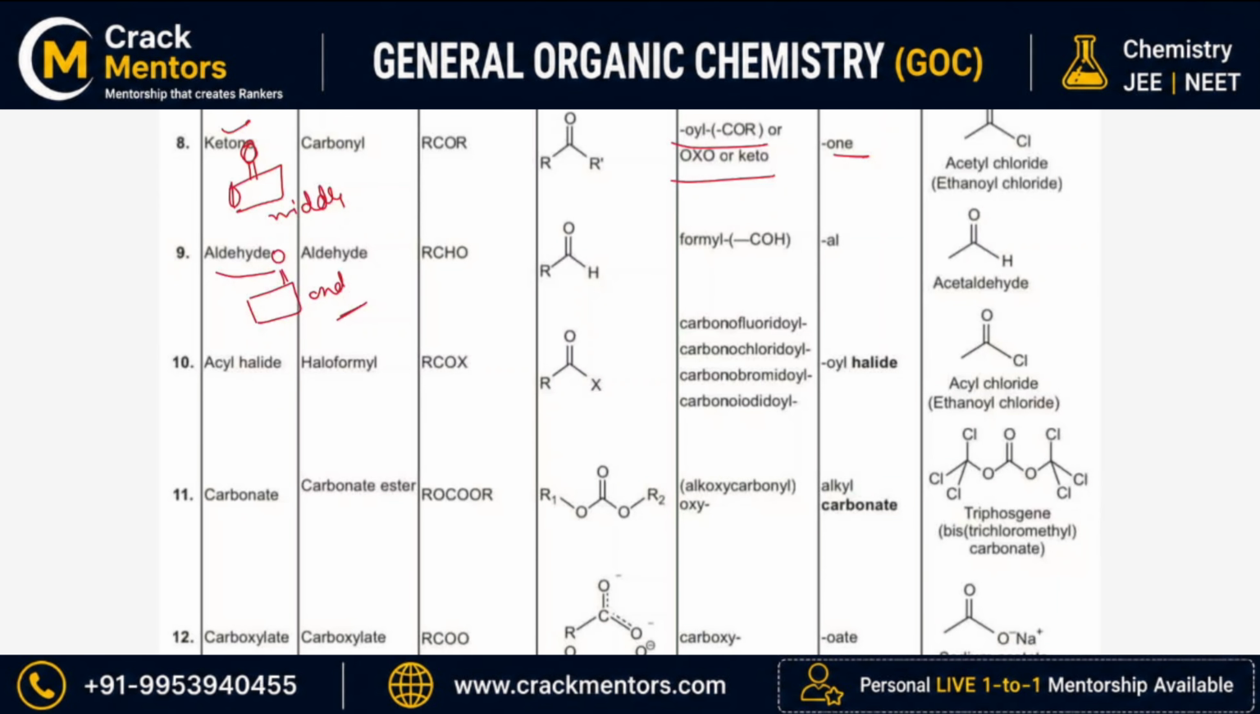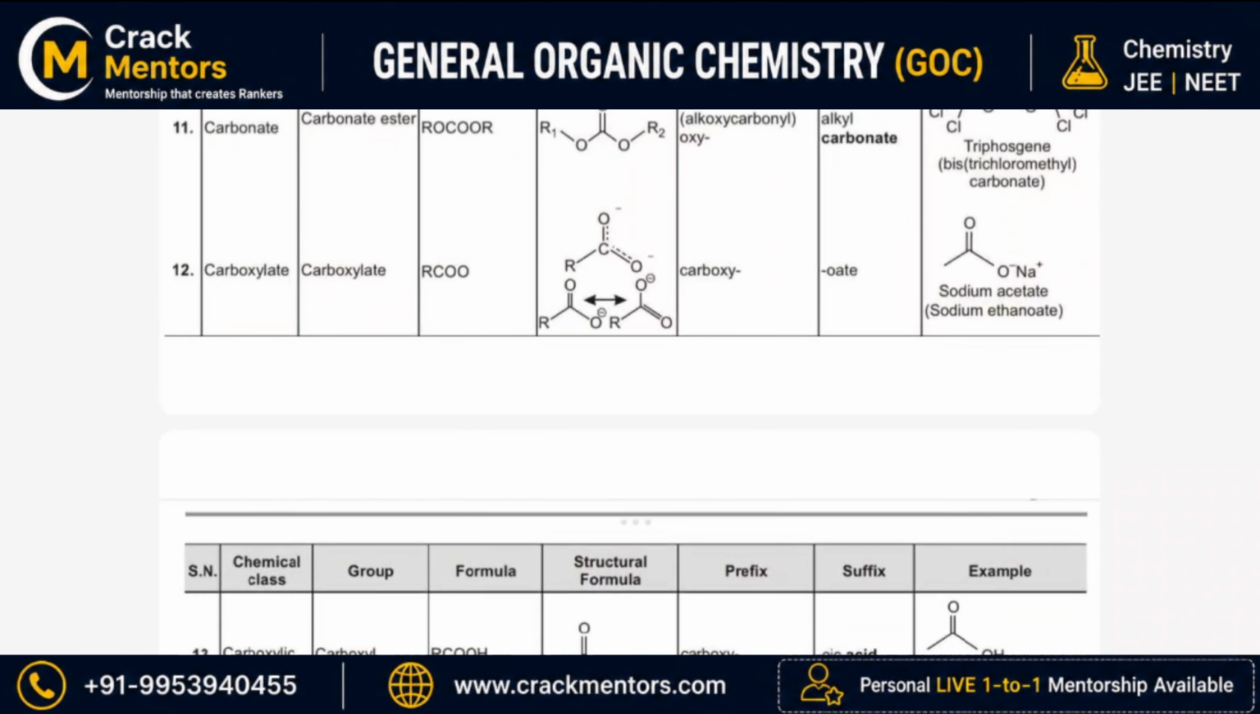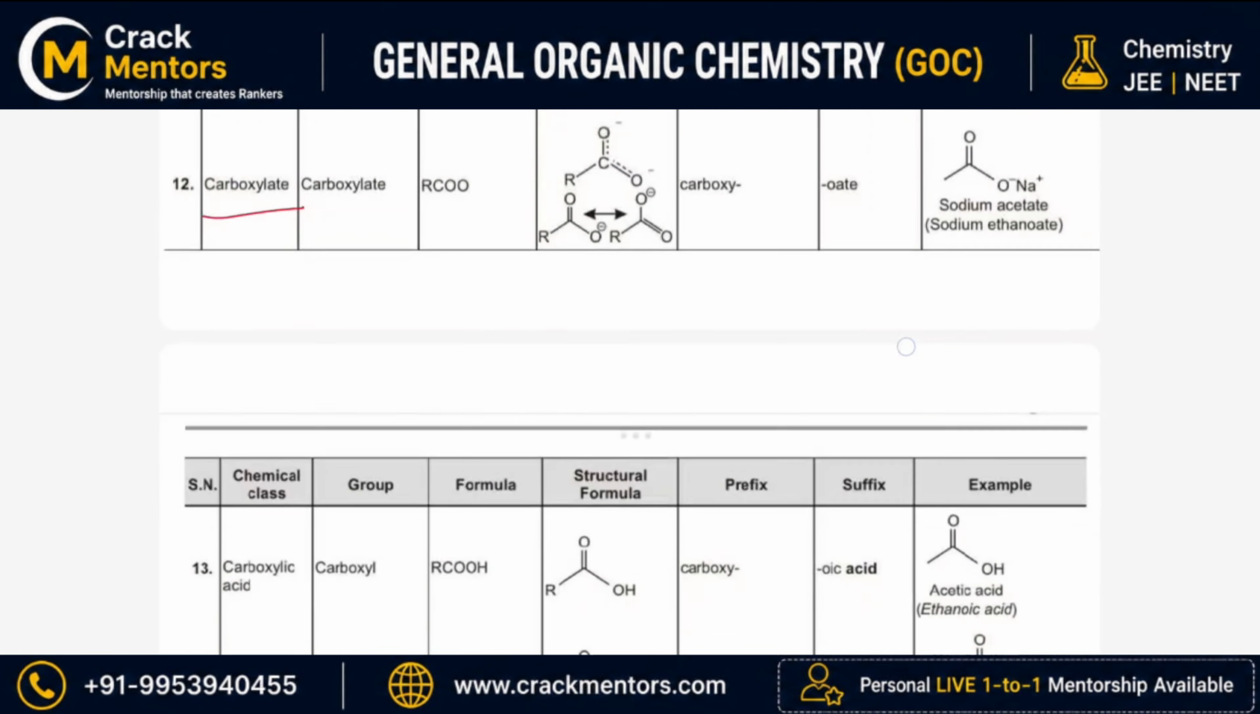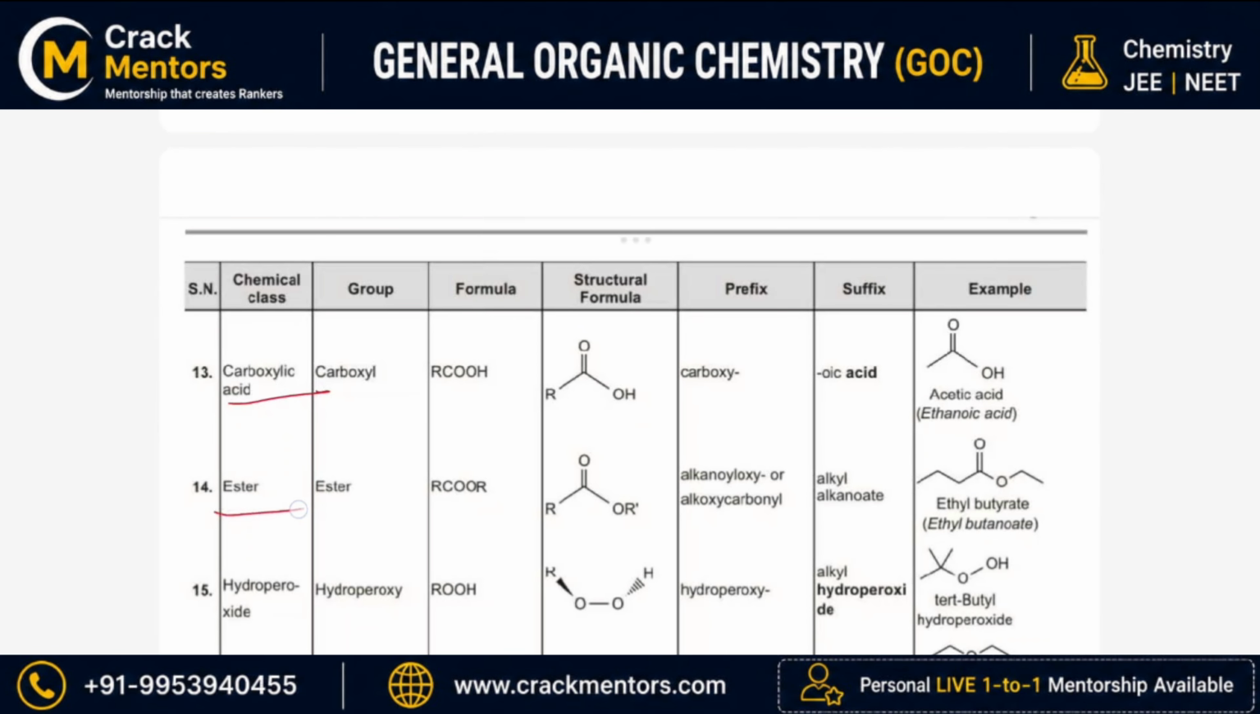Okay. Now comes the acyl halide. Here the carbon chain is there, and at the end double bond O and X is used. X can be fluorine, chlorine, bromine, iodine. Okay, and here the prefixes are also given, suffix is also given. Next comes the carbonate, then carboxylate, then carboxylic acid, then ester.